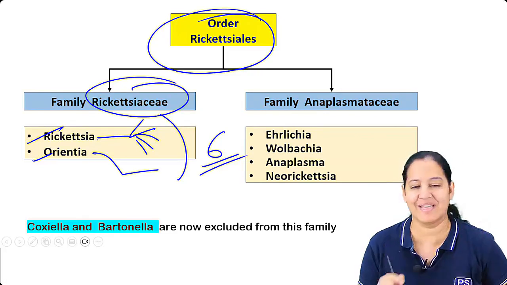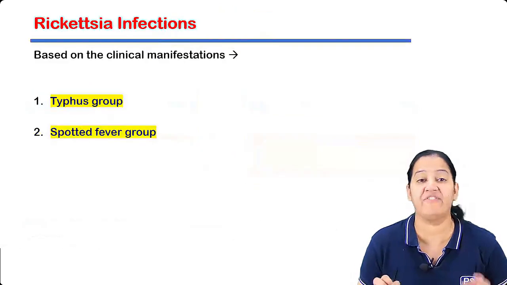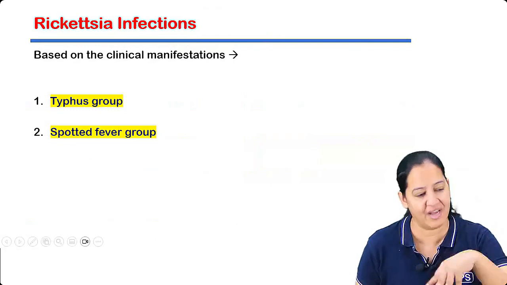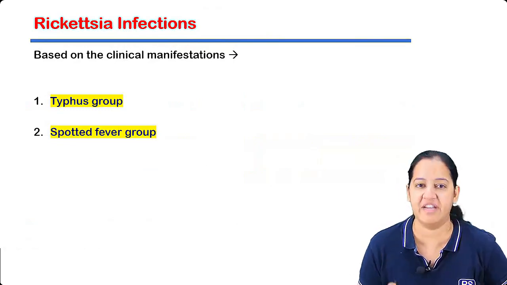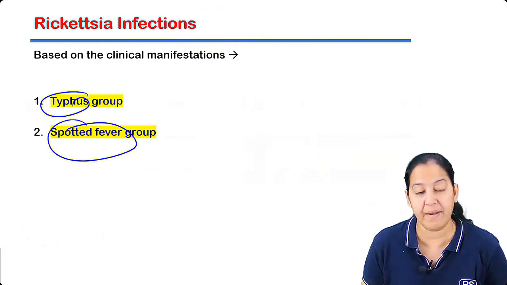So there are total 6 organisms. ठीक है जी? Total 6. I will show you one by one. So let's start first with rickettsia. The 5 types of rickettsia, and one is Orientia later on. We divide the rickettsia into 2 groups, typhus and spotted fever. है ना?